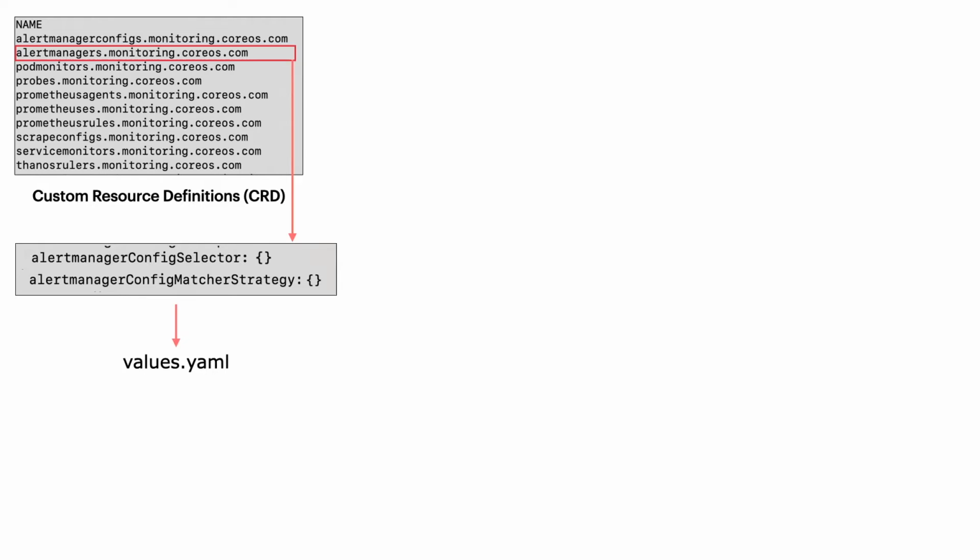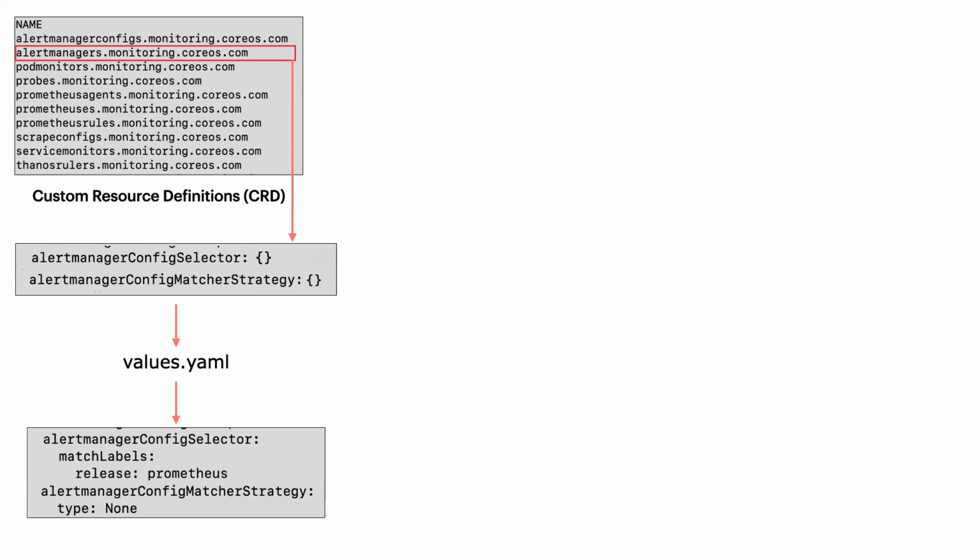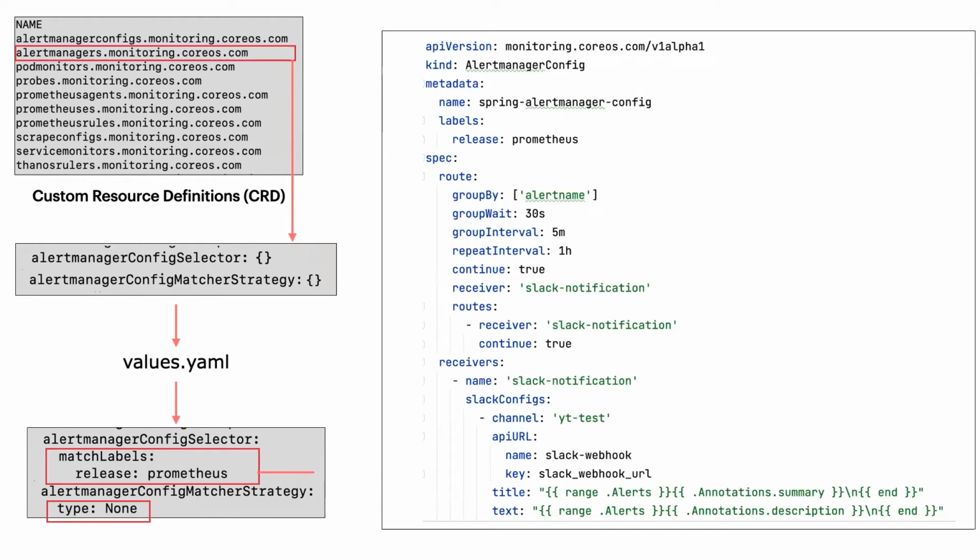For that, we will copy the values.yaml of this Prometheus Helm chart to our local system. Then we will add the label in this configuration. I will use the same label we use in other configurations, that is release: Prometheus. But you can give any label here, okay? And the same way you can give a customized label for service monitor and Prometheus rule as well, that we saw earlier. And the type will be none for the alert manager config matcher strategy. Now the same label we will use in the alert manager configuration like this. So let's add this configuration in our project.